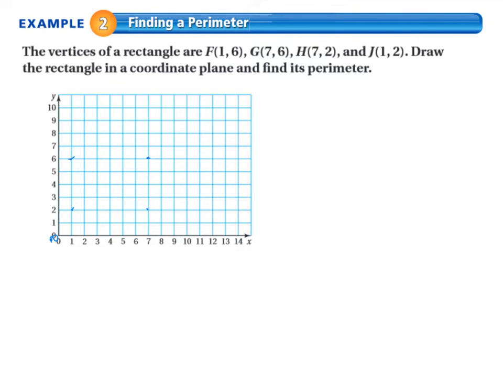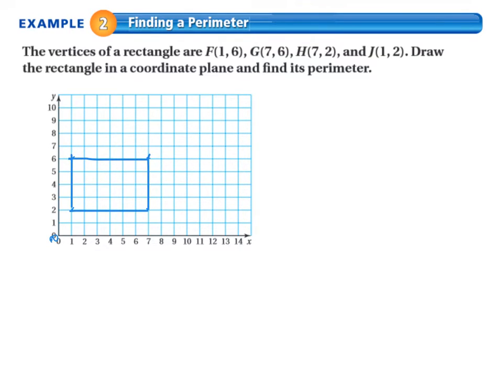Okay, so here is my quadrilateral. But it says to find the perimeter. So unlike area, where for area we found, like if we were laying carpet, how much carpet would we need? That's the whole inner part. Perimeter's like if you needed fencing. How much fence would you need to go around if this were a yard? So we're going to count all the spaces all the way around.